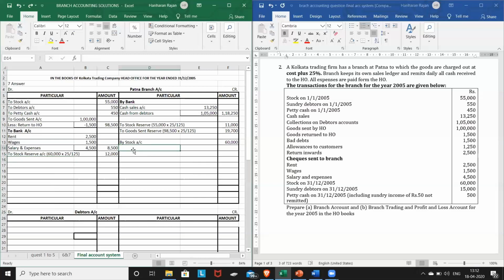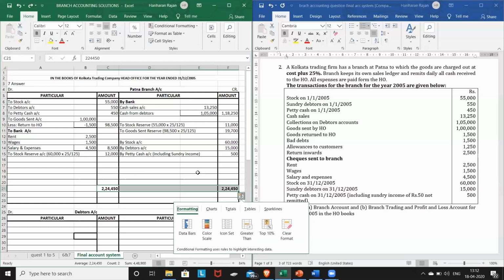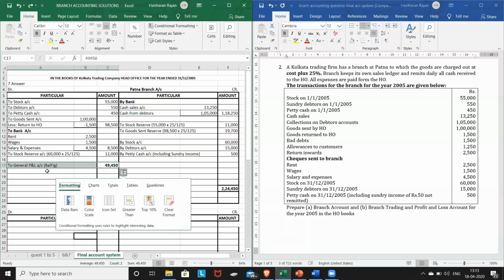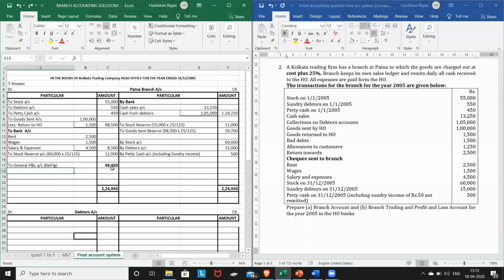Now let us go for the closing debtors and petty cash. The total here is 2,24,450, which I can see here, and the total of this is 1,75,000. So the highest amount is on the credit side. So I will put both the sides highest amount, and I have to identify the profit. The profit is the difference, and the profit is 49,450.